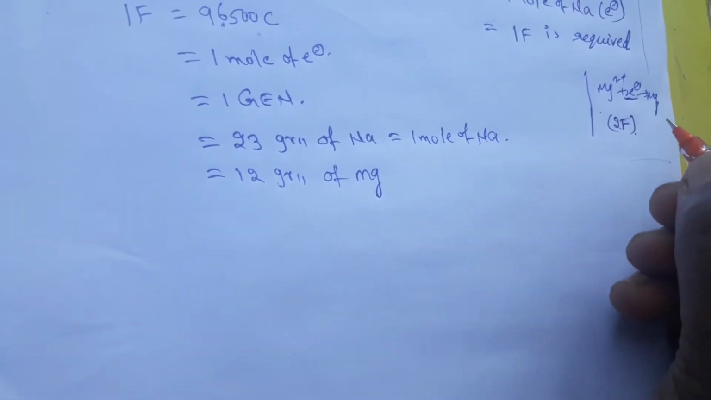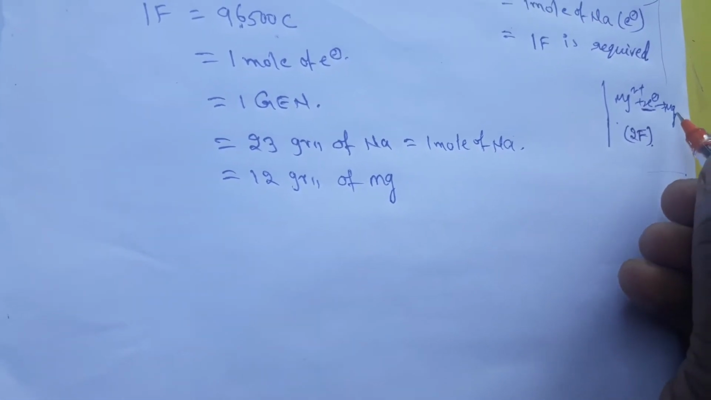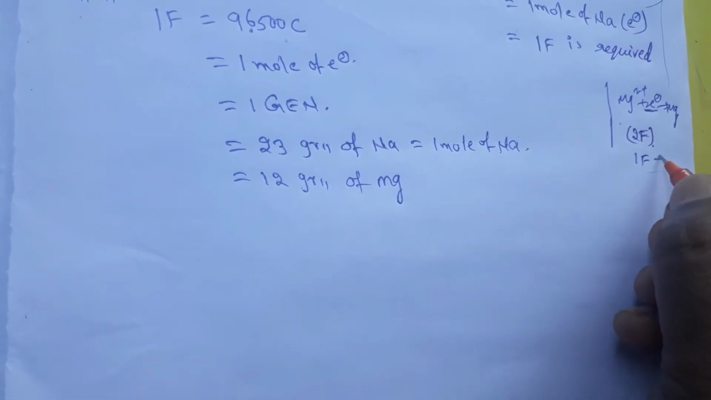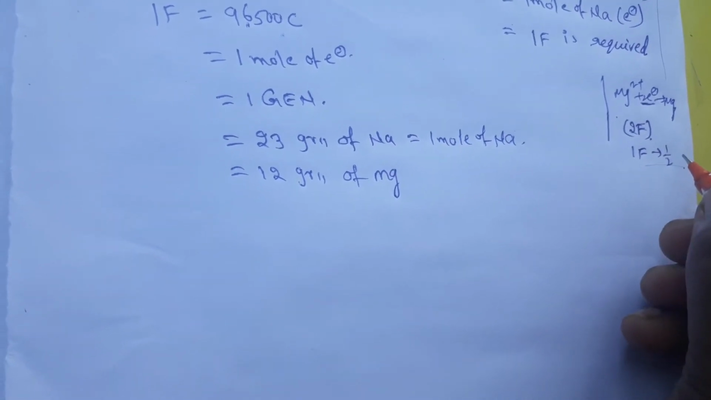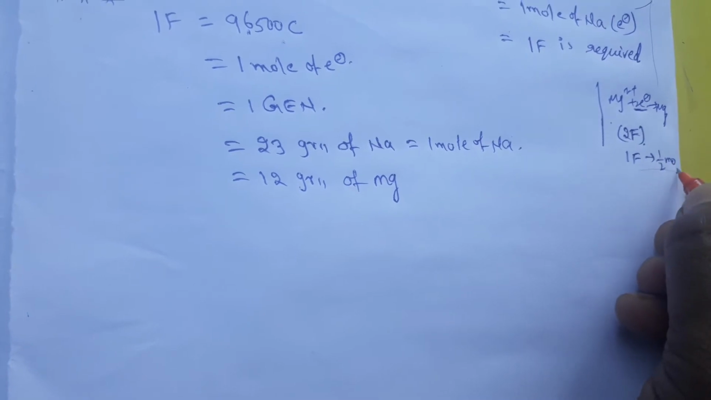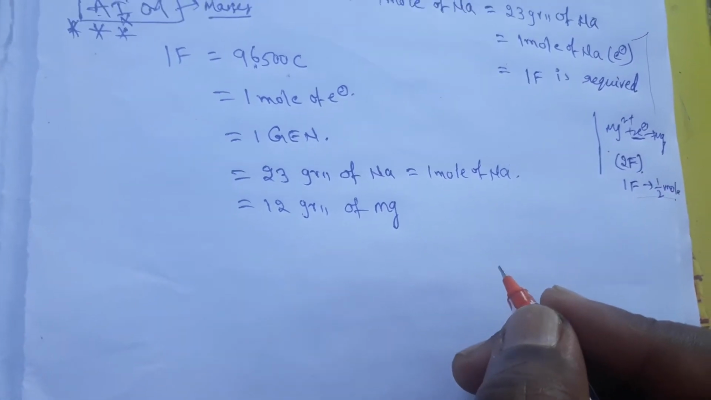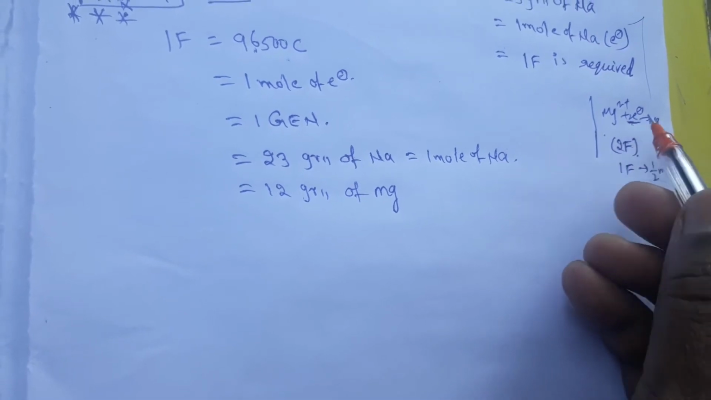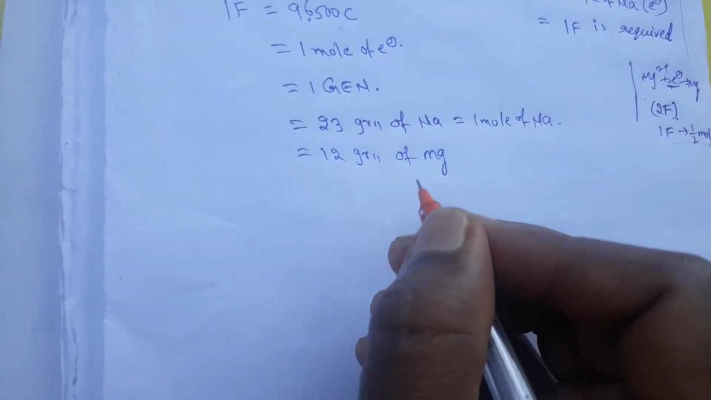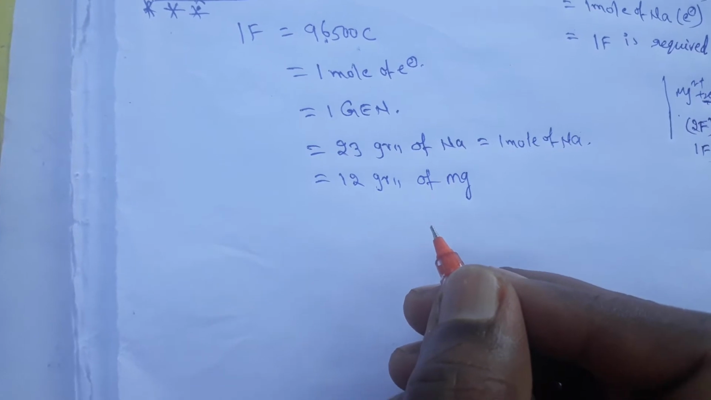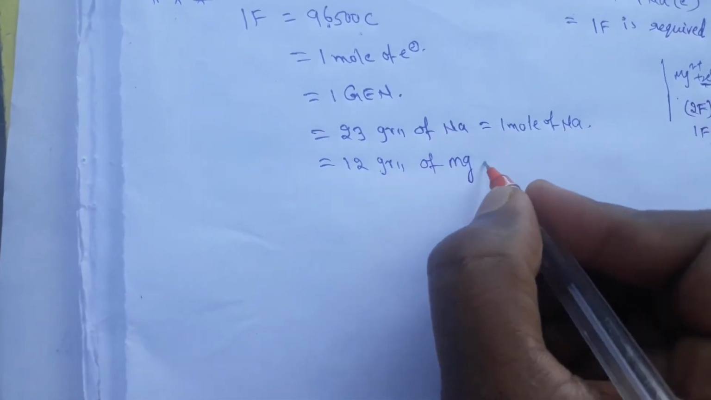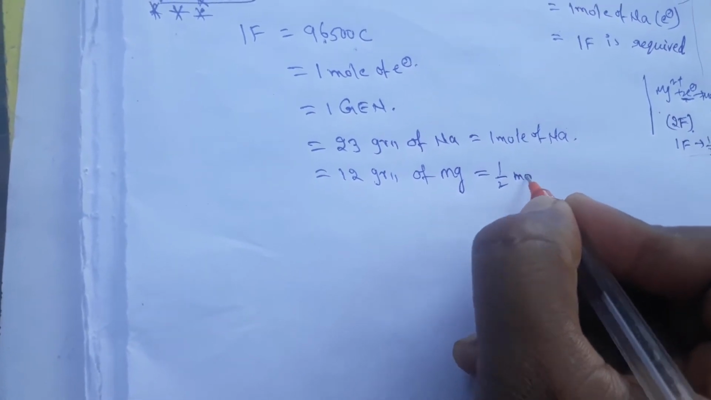So how much magnesium will deposit if I use 1 Faraday of the current? If we use 1 Faraday of current, then half a mole of magnesium will deposit. Here we are using 2 electrons, which means 2 Faradays of charge, or coulombs of charge, and that gives 12 grams of magnesium, or half a mole of magnesium.